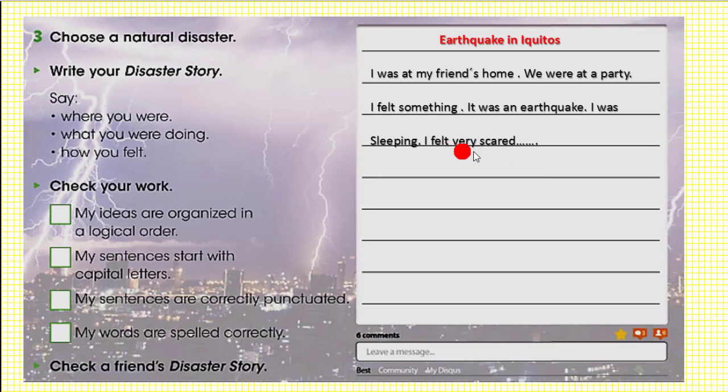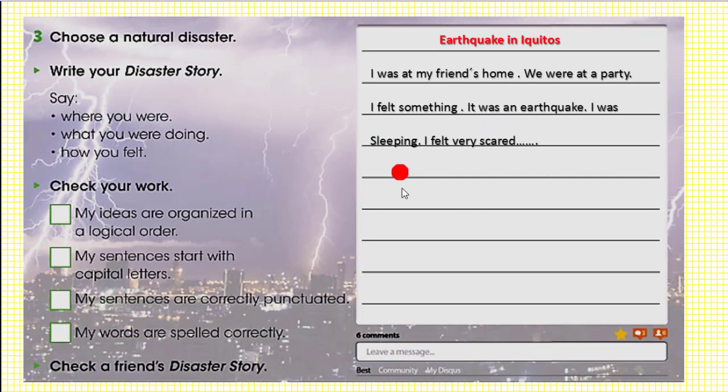I was sleeping. I felt very scared. Entonces aquí digo que estuve durmiendo y me sentí muy aterrorizado. Entonces aquí estoy respondiendo 2 pasos. What you were doing. ¿Qué estuviste haciendo y cómo te sentiste? Aquí está. I was sleeping. I felt very scared. ¿Yeah? Ok. So, y así puedo estar escribiendo con todas las expresiones que aprendí. Puedo agregar, claro, mucho más.